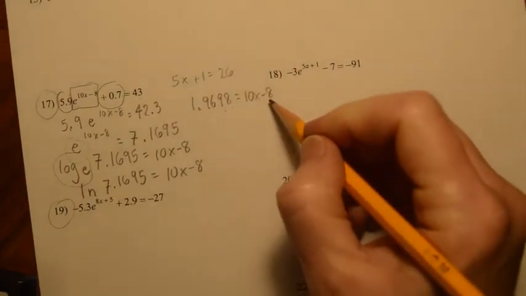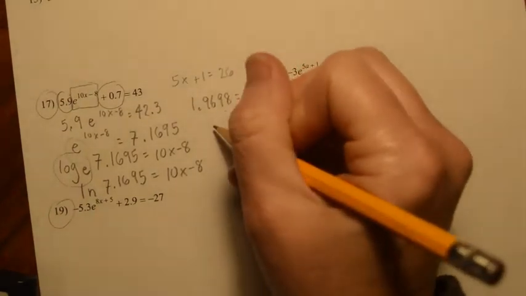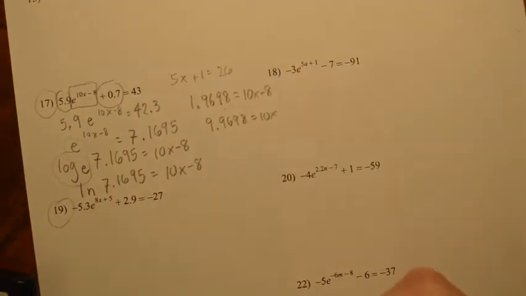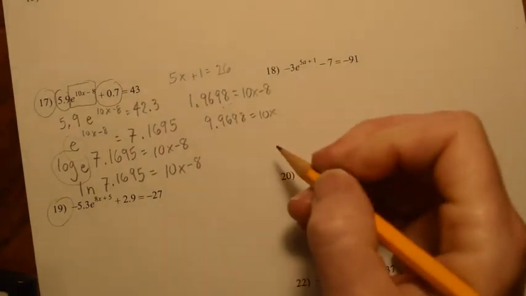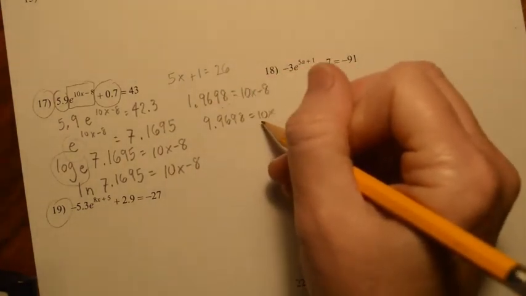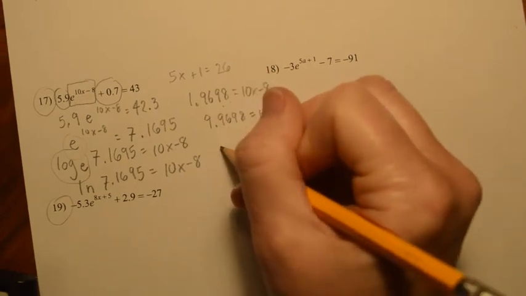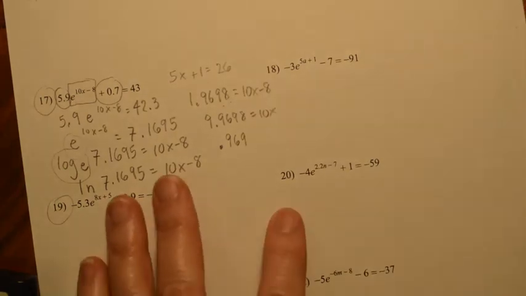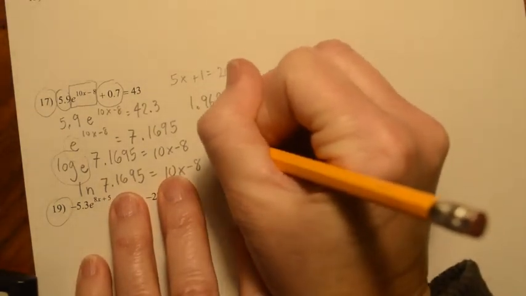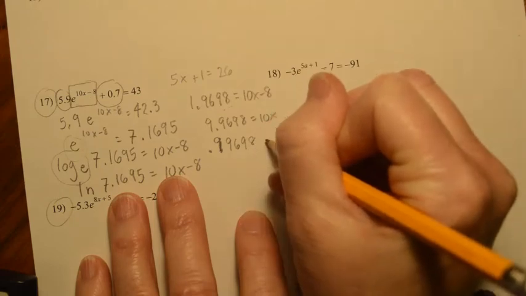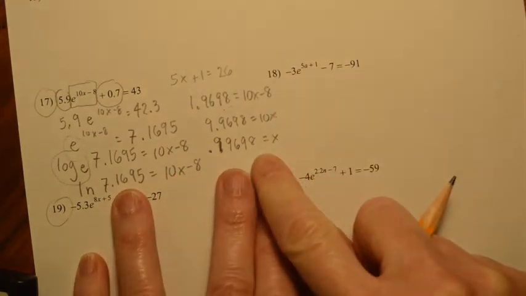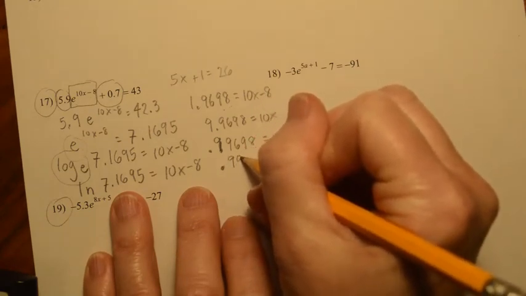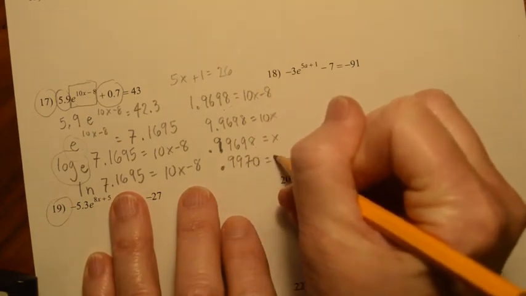From here, it's easy. I'm just going to add 8 to both sides. So I'm going to get 9.9698 equals 10x. And then I'm going to divide both sides by 10. The dividing by 10 is just going to move the decimal over. So we end up with 0.99698 equals x. And now when we round to the nearest 10,000ths place, this becomes 0.9970 equals x.